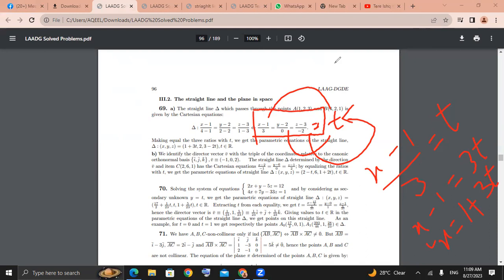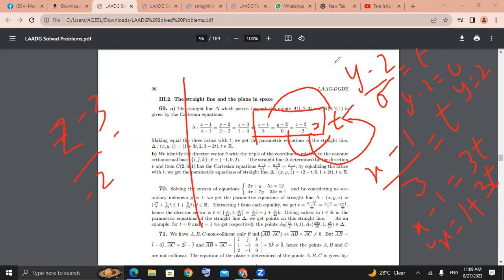This is x, and in the similar way we have y minus 2 divided by 0 is equal to t. From this we have obtained y minus 2 is equal to 0, and from this y is equal to 2. Is it clear? Yeah. In the similar way we have z minus 3 divided by minus 2 is equal to t. So z minus 3 is equal to minus 2t, and z is equal to 3 minus 2t. Is it clear?